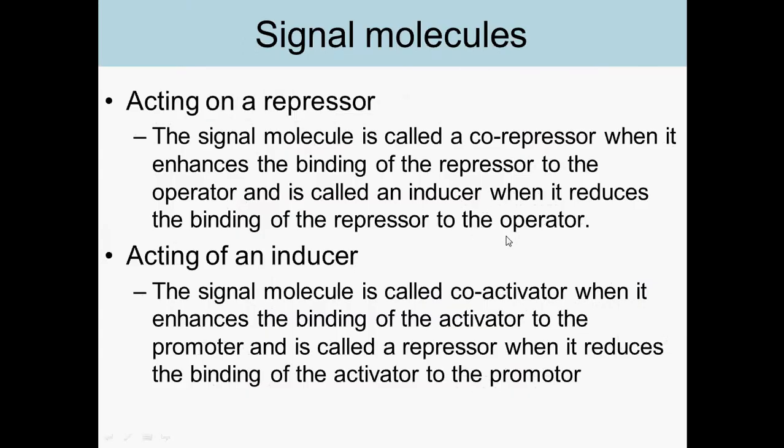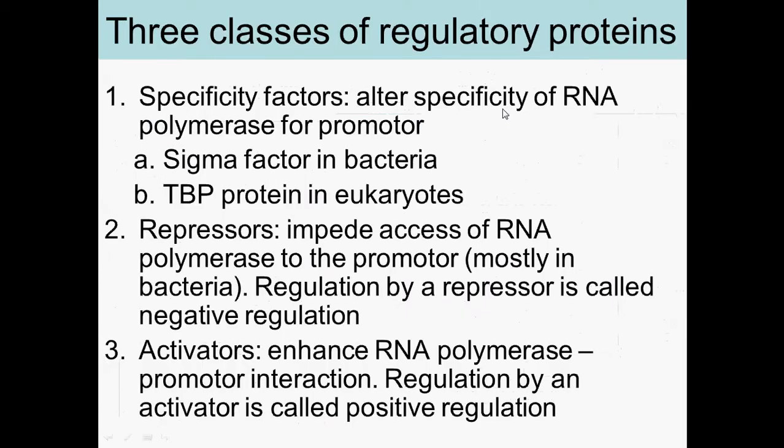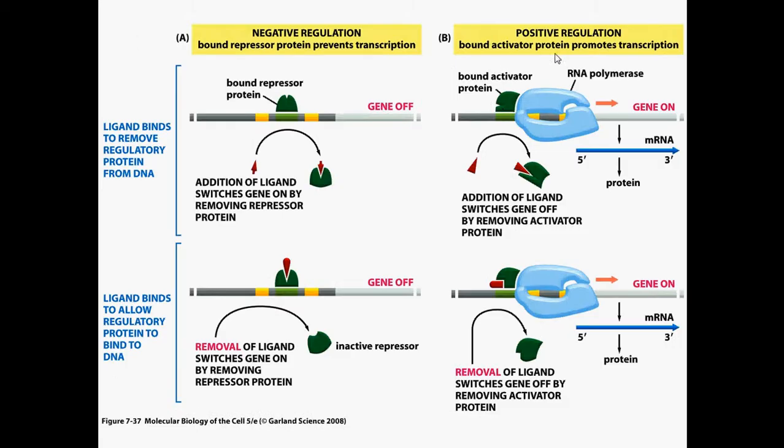And same thing basically for the activator. You have the activator here, you add the ligand and the activator comes off and the gene gets turned off. Then you take the ligand off the activator protein and the activator comes off and the gene turns off. Or if you want to think about it the other way around, you take off the ligand, the activator binds and the gene turns on, and then over here you add the ligand and the activator binds and the gene turns on.